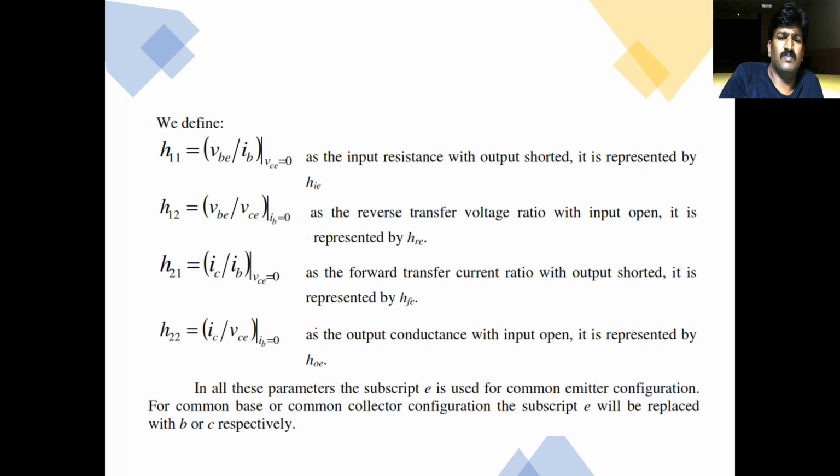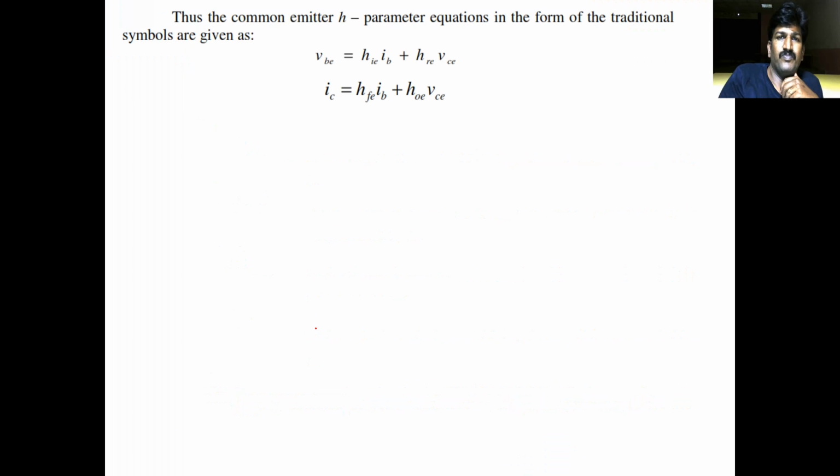In all these parameters, the subscript E is used for the common emitter configuration. For the common base and common collector configurations, the subscript E is replaced with B and C respectively. Thus, the common emitter H-parameter equations in the form of traditional symbols can be written as: VBE is equal to HIE IB plus HRE VCE, and IC is equal to HFE IB plus HOE VCE.